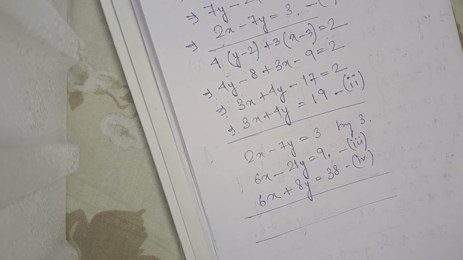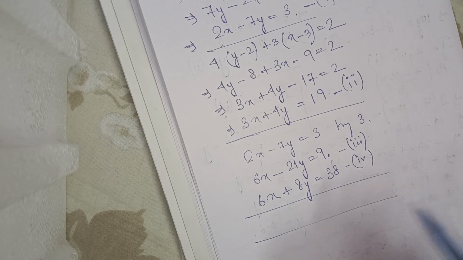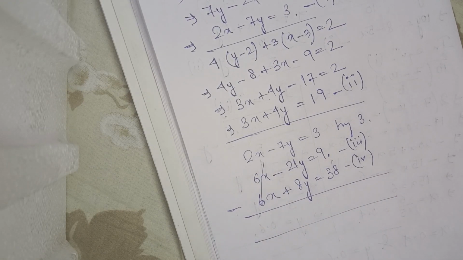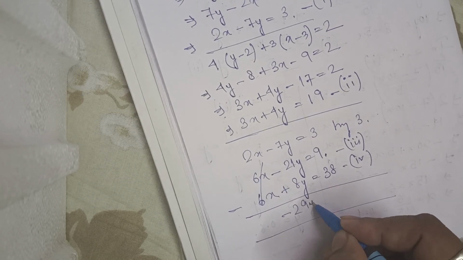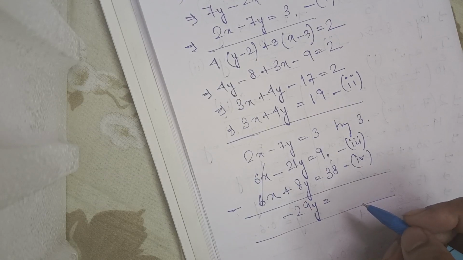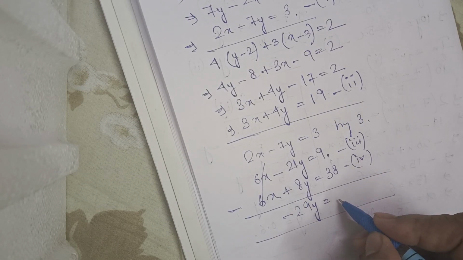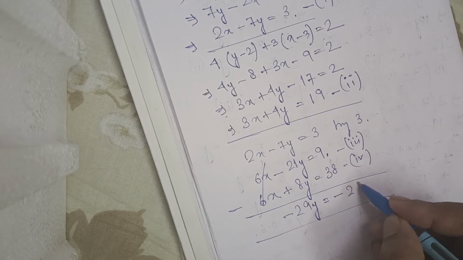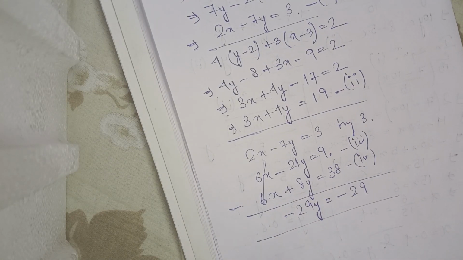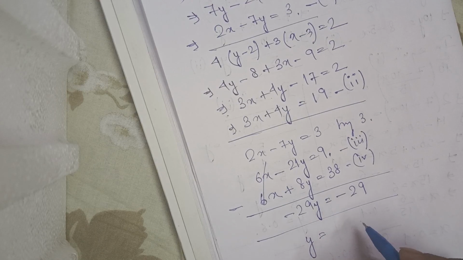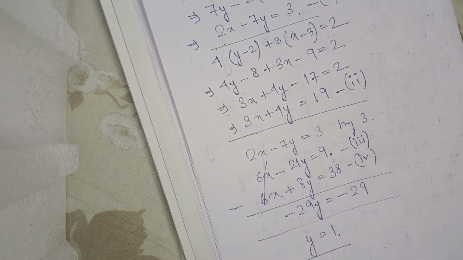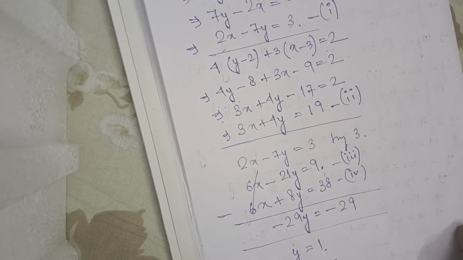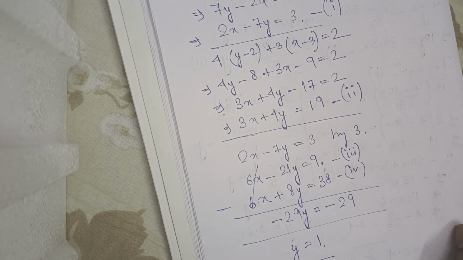So equation 3 minus equation 4. 6x minus 6x becomes 0. Minus 21y minus 8y gives us minus 29y equals 9 minus 38, which gives us minus 29. So the value of y is 1. It's so simple. Now the value of x.